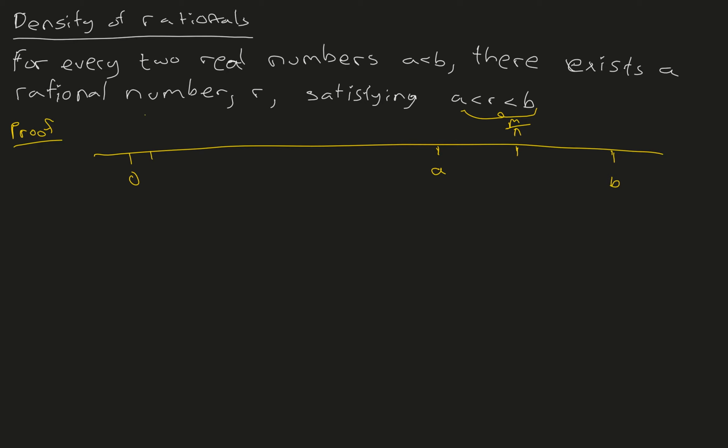I'm going to start this way: 1 over n, 2 over n, 3 over n, and so forth until I reach the interval. The idea is that we take a small enough rational number, 1 over n, that we end up in the interval ab. The spacing 1 over n should be sufficiently fine so that we're guaranteed to pass through this interval. Note that if 1 over n is big, we'll just skip the interval.